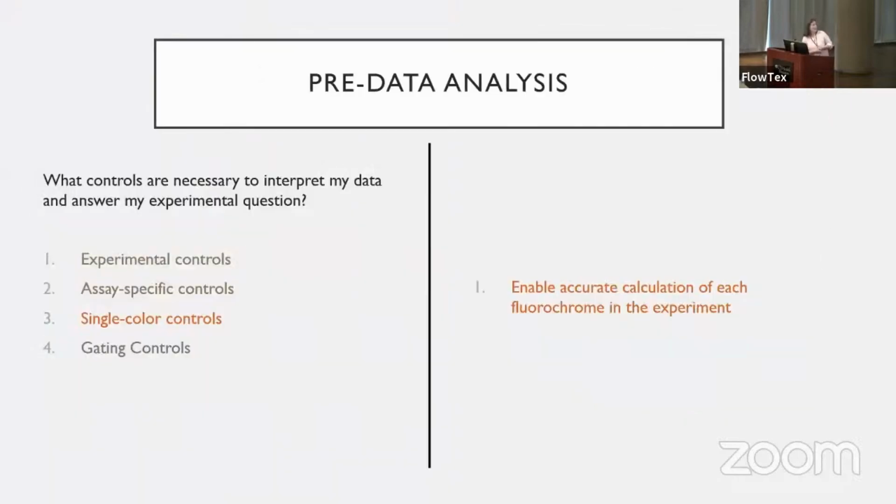All right. So the whole point of these single color controls is that it's going to enable accurate calculation of each of the fluorochromes in the experiment. That is their entire purpose here. For now, we're actually going to also add a couple of other controls in here. One of them is the unstained. So we already need that unstained control in order to know the background to subtract from the positives. I'm going to show you a little bit later how I also use that actually to assess resolution. And then the final control that we're going to want here for gating are going to be the fluorescence minus one.